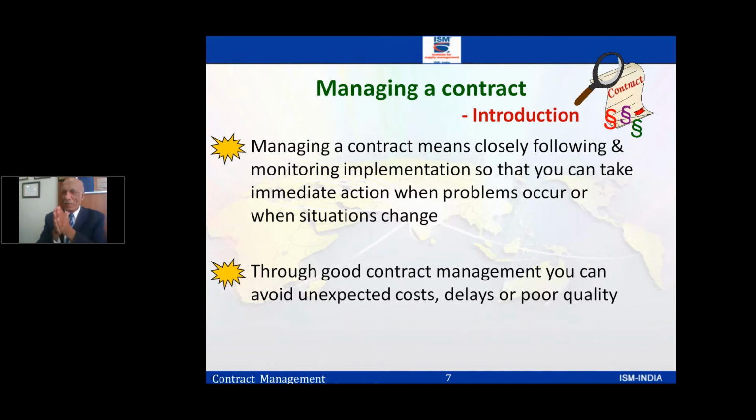Managing a contract means you're basically following and monitoring the implementation. There are different milestones, and you follow milestone by milestone. The first milestone could be training, the second could be segmentation of data, the fourth could be interpreting the data, the fifth could be something different. Through good contract management, you can avoid unexpected costs and delays, because you're watching what is happening day by day, and delays and poor quality. All those things are being looked into.